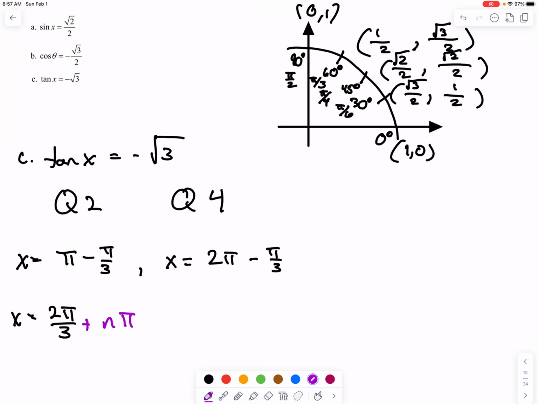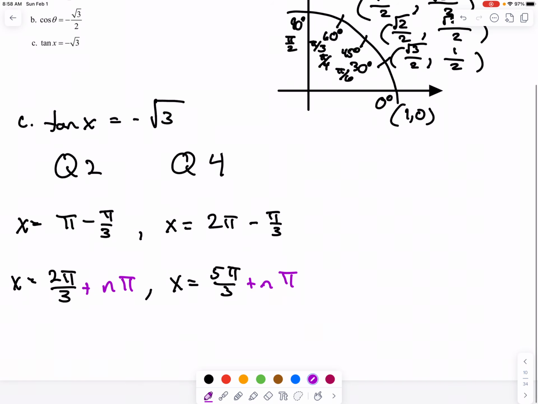We're just going to check to see if we get any multiples in there, making sure we're not missing any. And then this other solution is going to be 6 over 3 minus 1 over 3 to give us 5 pi over 3. Again, we're going to tack on this plus n pi radians. Again, it repeats every 180 degrees.